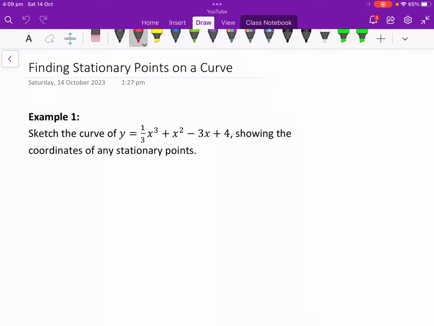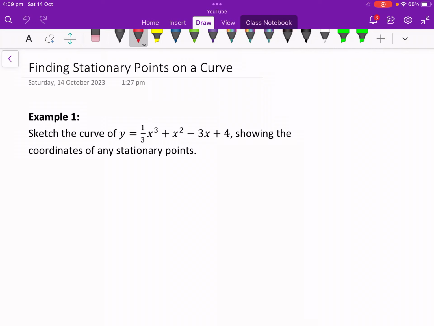Otherwise, this specific video is about finding stationary points on a curve using differentiation. Now, I wanted to go over a few things first just before we jump straight into it. Differentiation, for those who haven't watched other videos and just want to know a bit of context, is to find the gradient of a specific point on a curve.